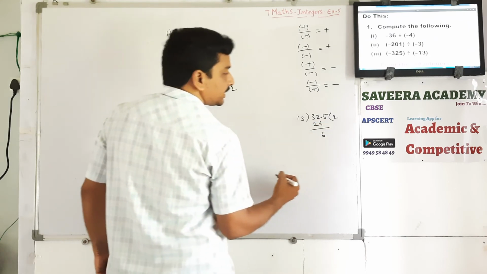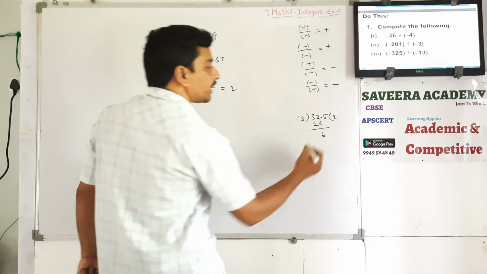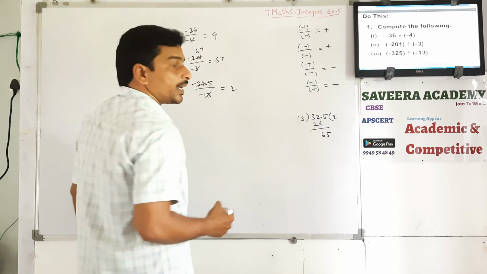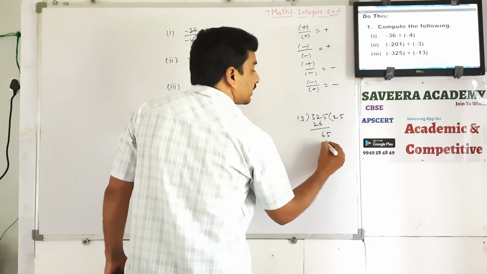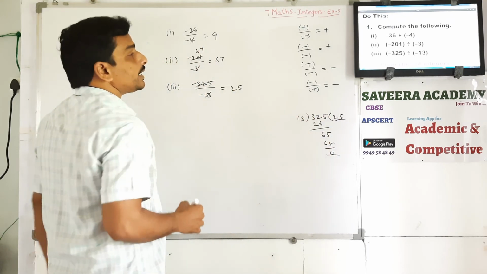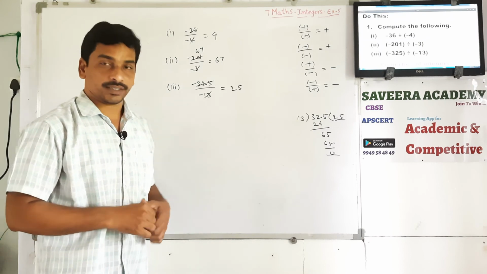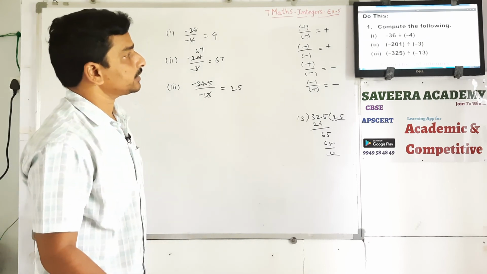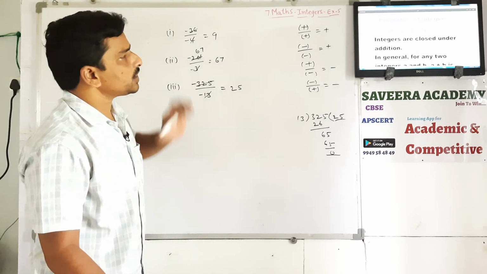12 minus 6, 6. 2 minus 2, 0. No need to write. Again, 5 get down. How many times? 13 5s are 65. So remainder 0. Total 25 times. So what is the answer? 25 is the answer. Okay now? Right. So minus by minus you will get plus.